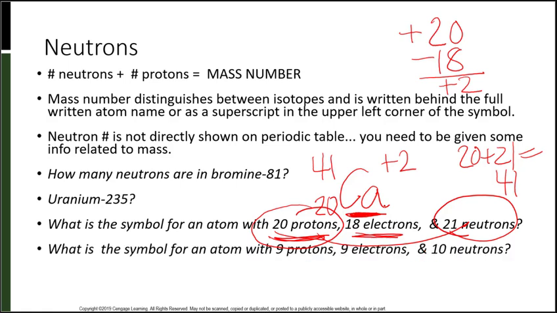Let's do this one. Why don't you pause the video here and write the symbol for the atom with 9 protons, 9 electrons, and 10 neutrons.